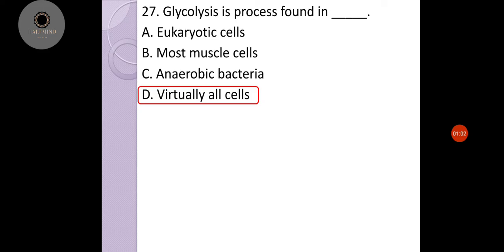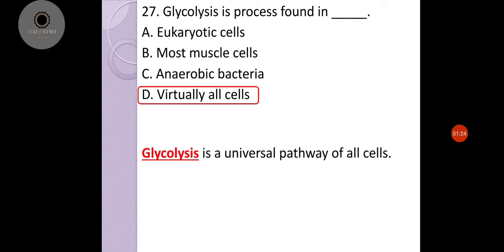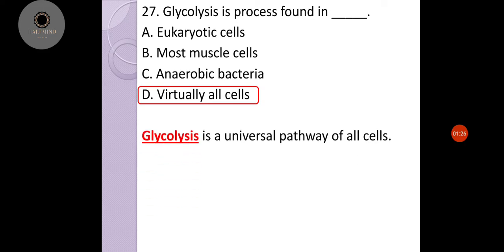Even though yung mga anaerobic bacteria does not have a mitochondrion, which is a membrane-bound organelle, nangyayari pa rin yung glycolysis in their cells. It's because glycolysis happens in the cytoplasm, not in the mitochondria. And also, glycolysis is a universal pathway of all cells.